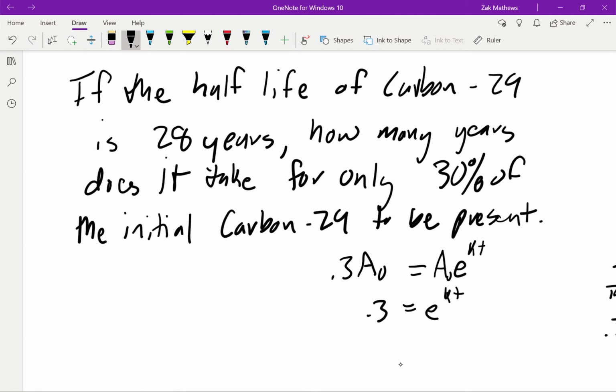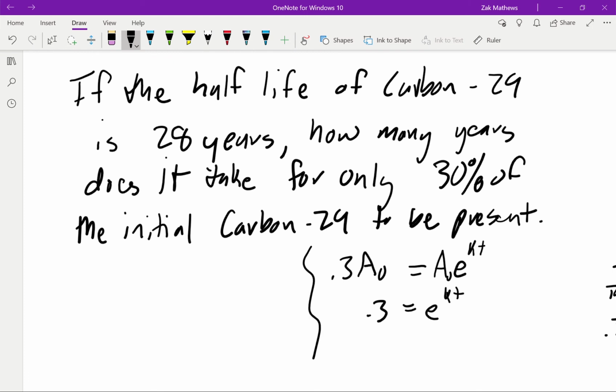Problem is, I don't know what k is. And that 28, that's not giving me my k. Like I said, one of the most common mistakes I see is just taking that 28 and plugging it in for k. But it's not. It's a time. And I can't plug it in for the t here because then we're looking for the time it takes to get to 30%. We're not saying that it takes 28 years to get to 30%.